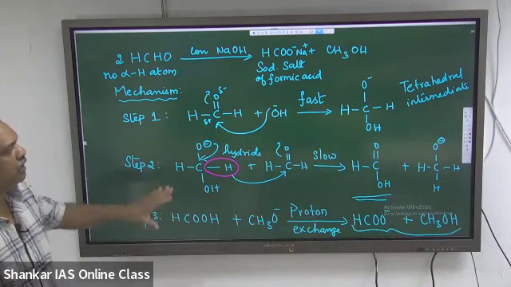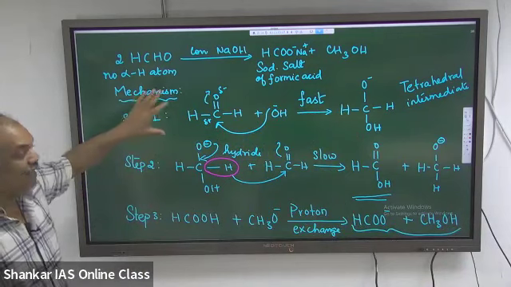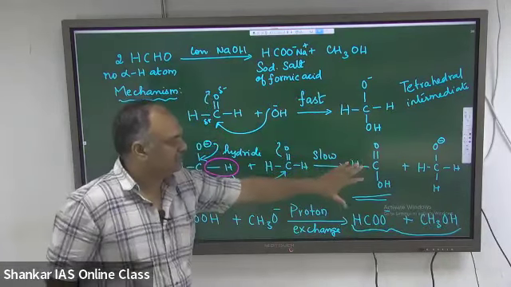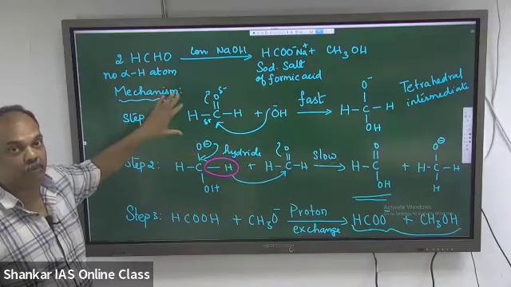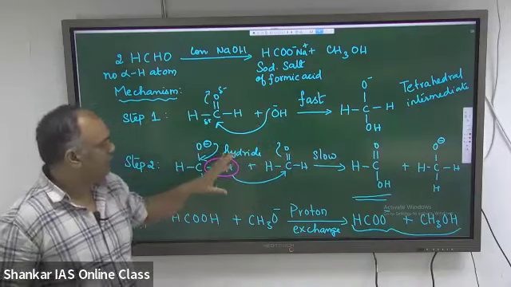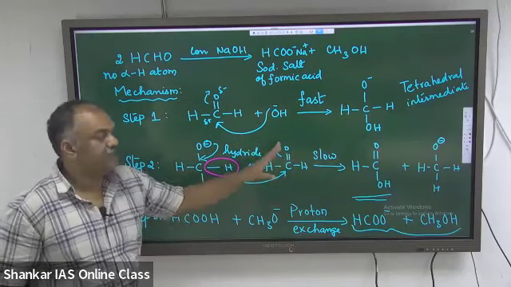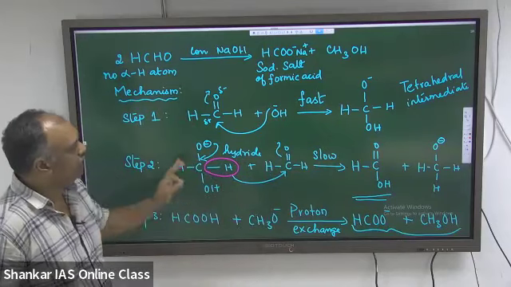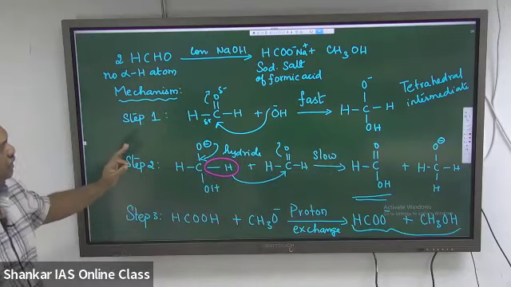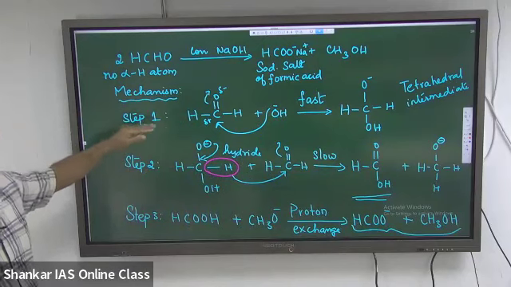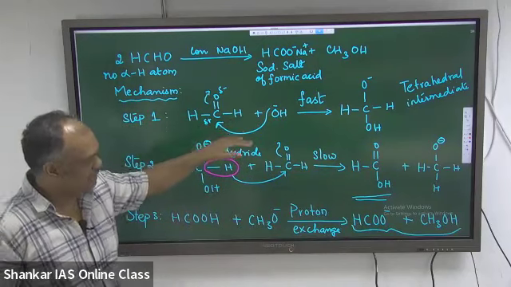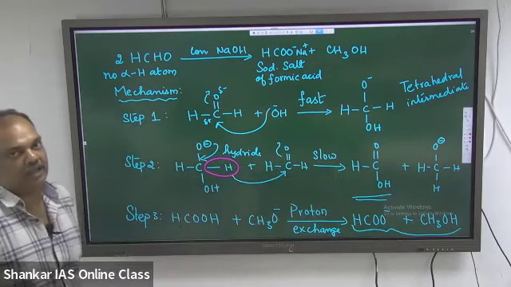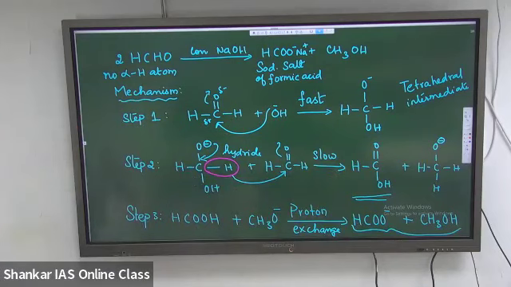Okay, so what you have to remember in this is that the aldehyde that is involved in step 1 becomes the acid, while the aldehyde that takes part in step 2 becomes the alcohol. Okay, so this is a very important point. I'll repeat once again: the aldehyde that is involved in step 1 becomes the acid, and the aldehyde that is involved in step 2 becomes the alcohol. Okay, so this is the mechanism.